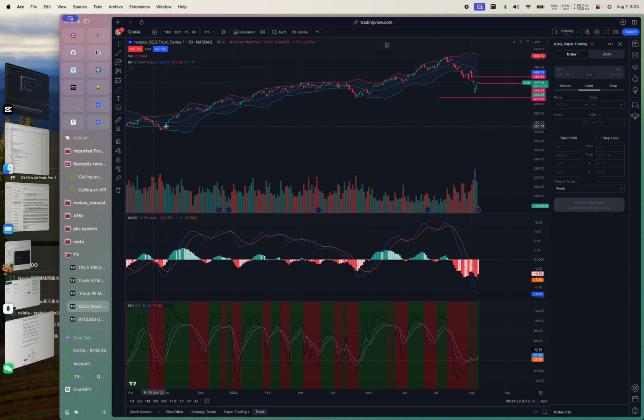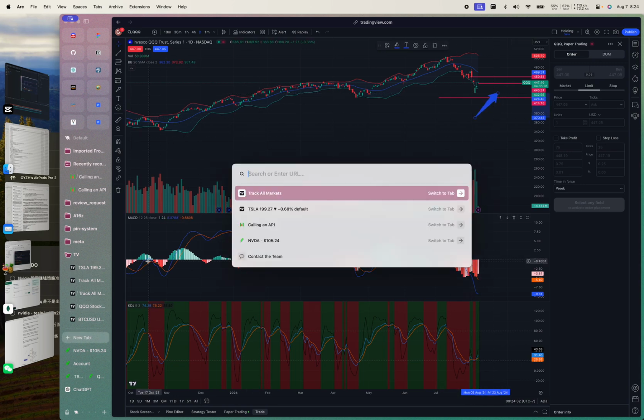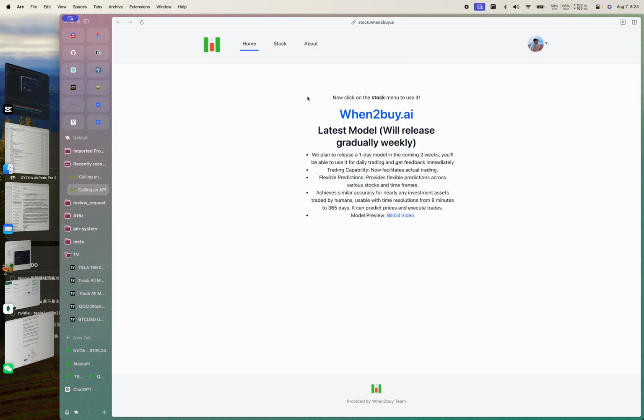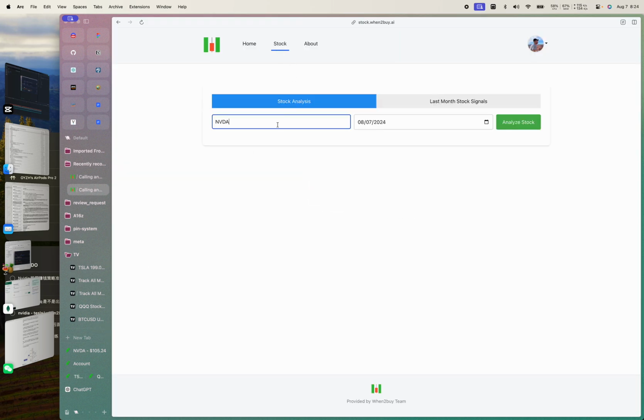I think the AI will change its mind. Like the when-to-buy AI will change its mind very quickly. Maybe 2 days later, I guess. Let me check it. Personally, I also use this software to monitor the trends of the market.